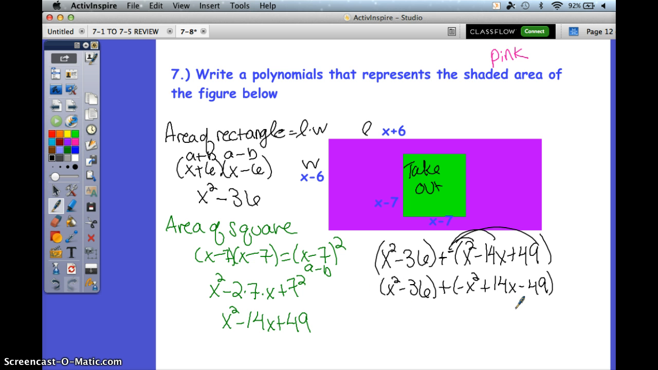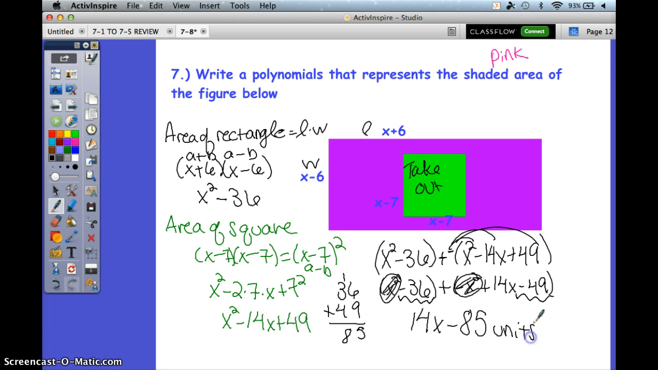Now we can combine our like terms. Positive x squared plus negative x squared cancels out to 0. Now let's just put our positive 14x so that it's in standard form. Negative 36 plus negative 49. So we have 36, 49. Add the two together, you get 15, 7, 8. So you get minus 85 units squared because we're talking about the area.